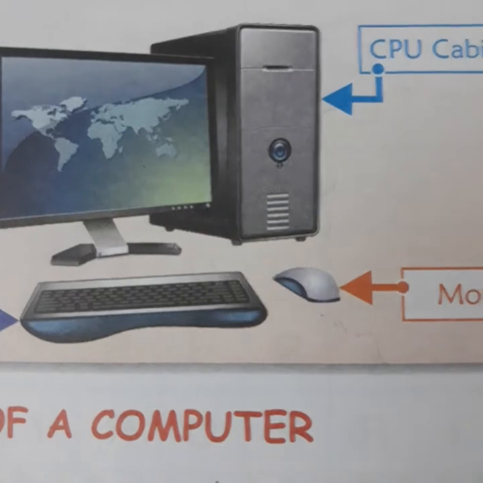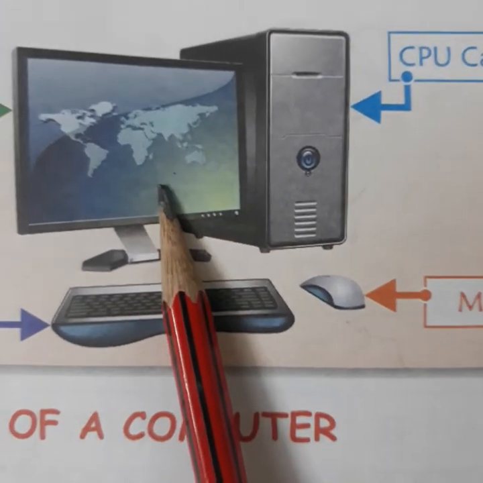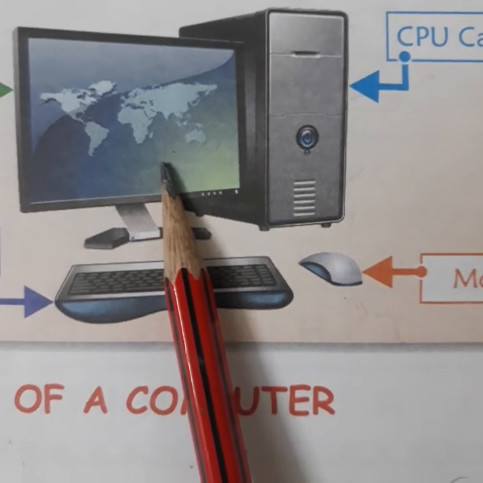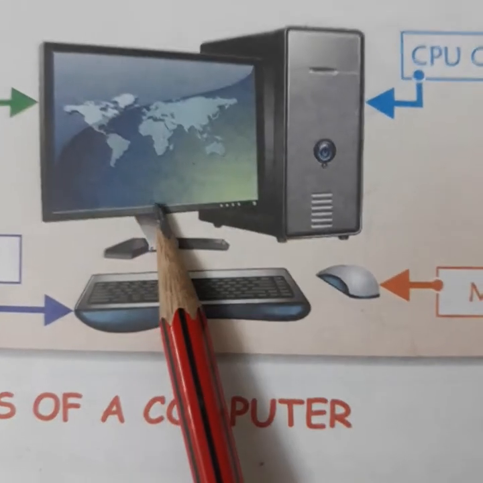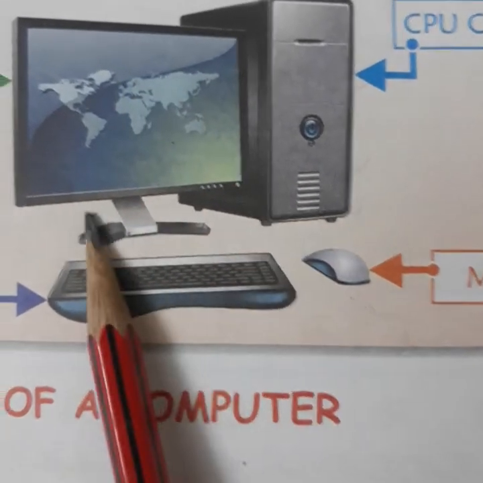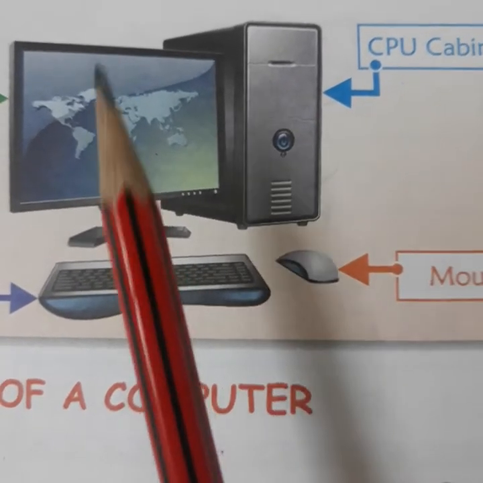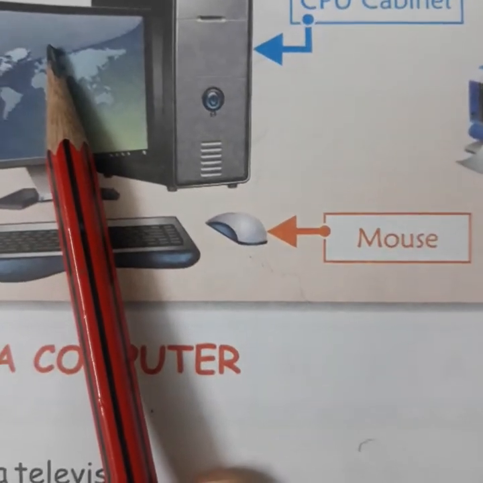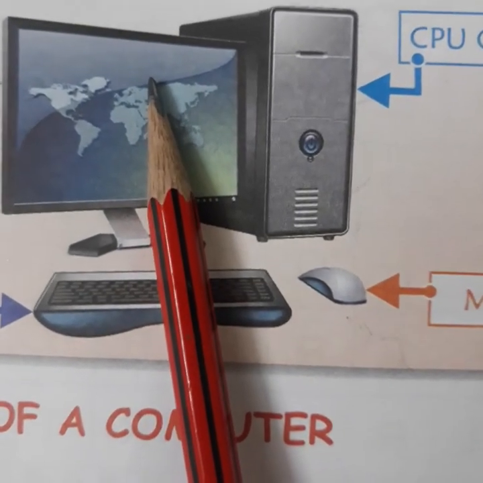Okay, I will tell you about their functions in brief. Monitor, it looks like a television. You can see movies and cartoons on television. Similarly, you can see cartoons and movies on the monitor. Whatever you do on a computer, you can see it on the monitor. If you write something, you can see it on the monitor.